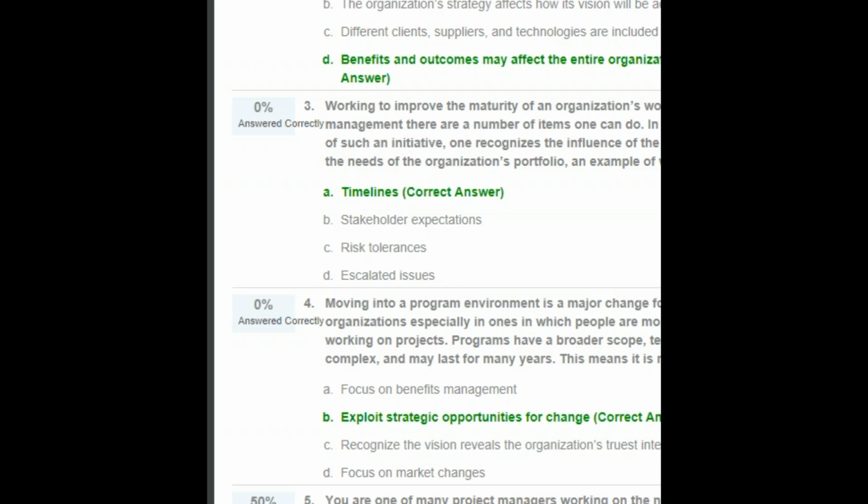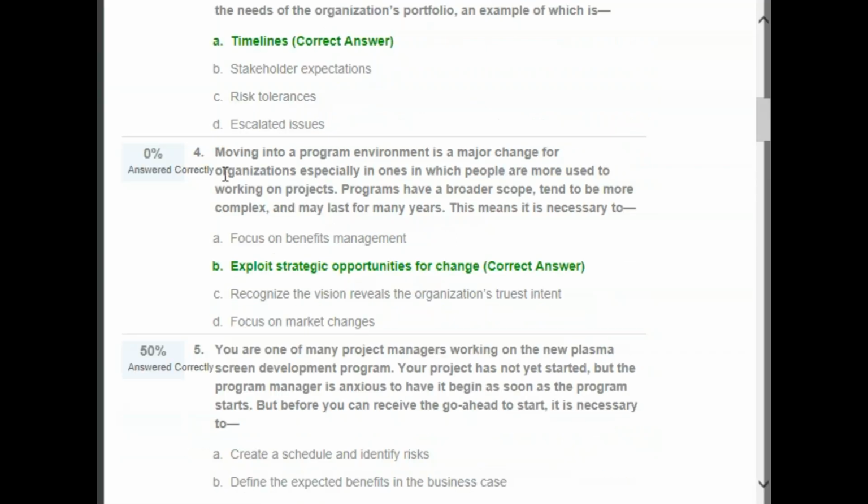Okay. Question number 4. Again, both of you are wrong. The correct answer is B, exploit strategic opportunities to change. The question was, moving into program management is a major change for organizations, especially ones in which people are more used to working on projects. Programs have broader scope, tend to be more complex, and may last for many years.